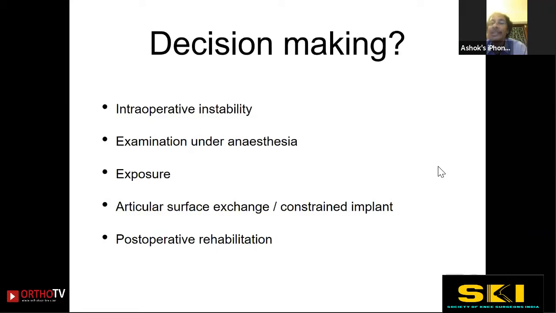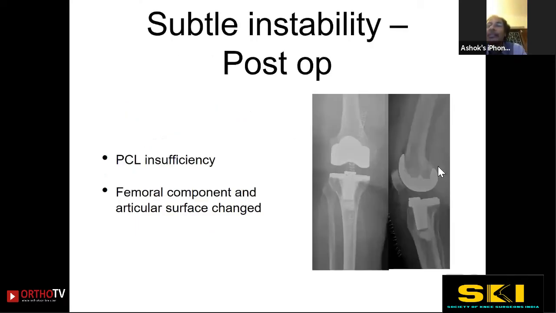So we did exactly what you mentioned, Sachin. She ended up with a PS. We increased the height. We changed from a CR to a PS. The tibia was really very, very well fixed. We used a 17 millimeter polyethylene, got excellent stability. This lady is now 2 years out, doing everything that she wants to.